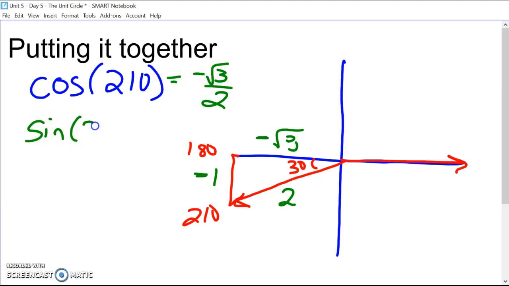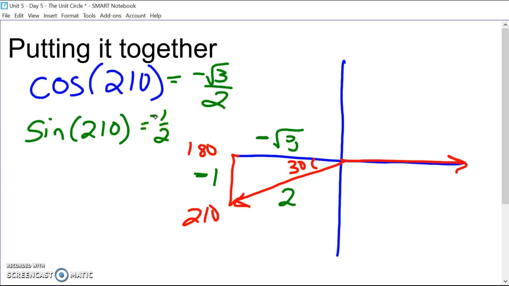If I wanted to find the sine of this 210 degree angle, I'd notice the same thing. Here we have opposite over hypotenuse is negative 1 over 2. And if you recall from before, the sine of a 30 degree angle is just positive 1 over 2. The only thing that changed is now it's negative.